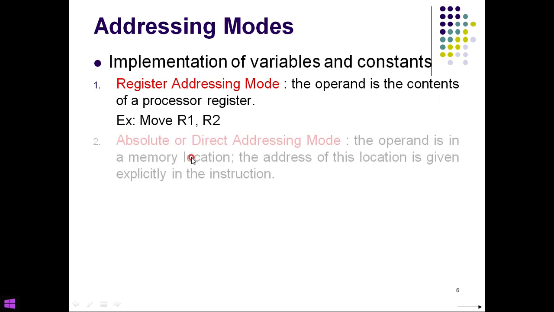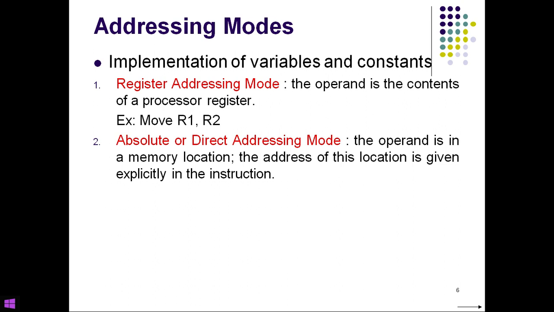Going ahead, the next very important addressing mode we have is absolute addressing mode, or direct addressing mode. Here the operand is in a memory location, friends. As I told you, in the earlier mode the operand was in a register, here the operand will be in a memory location, and the address of this location is given explicitly in the instruction. That means we define that memory location in the instruction. In the register mode there is no memory location defined, but in direct addressing mode the memory location will be defined. To give you an example, it is something like this.